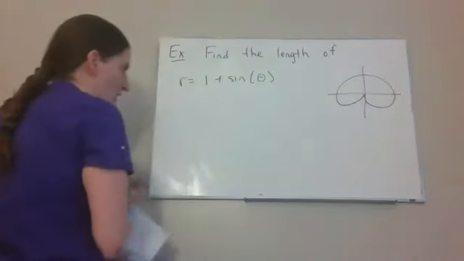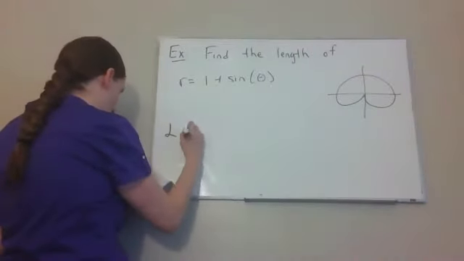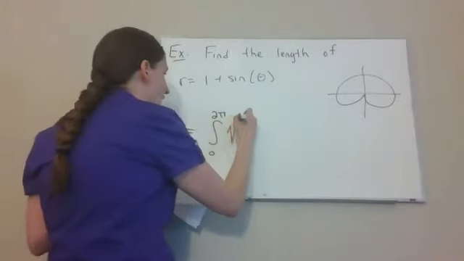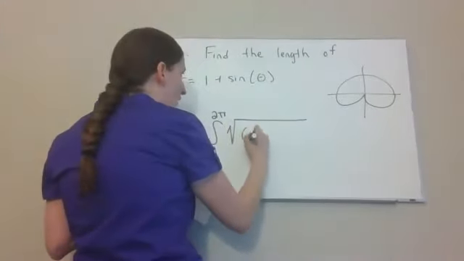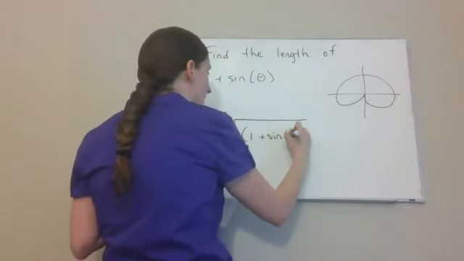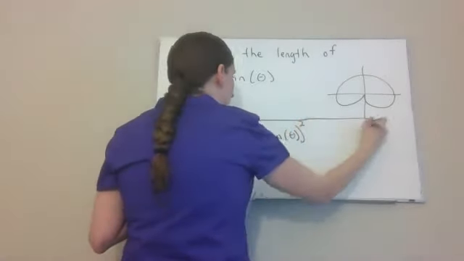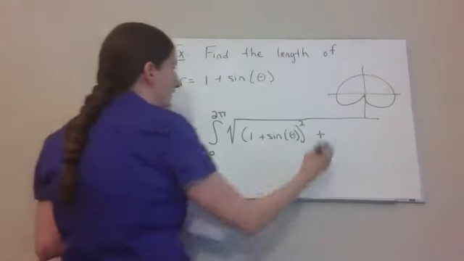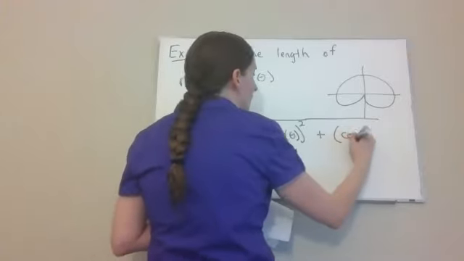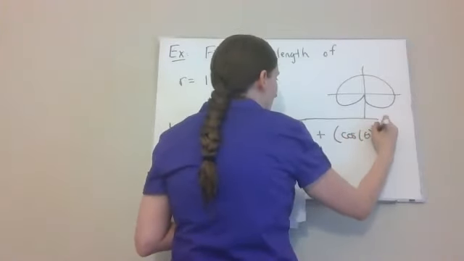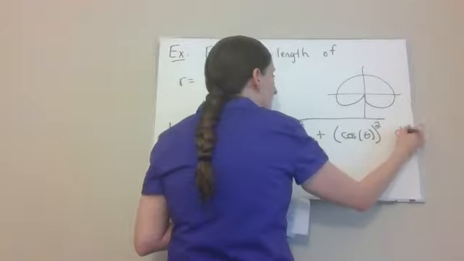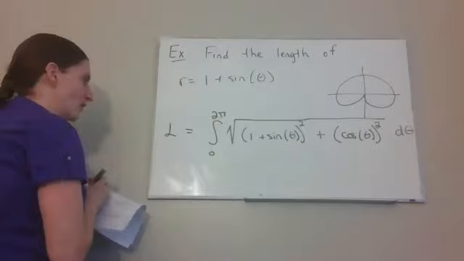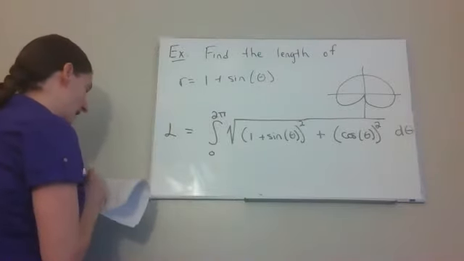So I know that this arc length, using that formula, is equal to the integral from 0 to 2 pi of the square root of my r squared plus dr d theta squared. Well, dr d theta is the derivative of my r with respect to theta, so that's just a cosine of theta squared. So I have that, and let's just simplify this down as much as we possibly can.